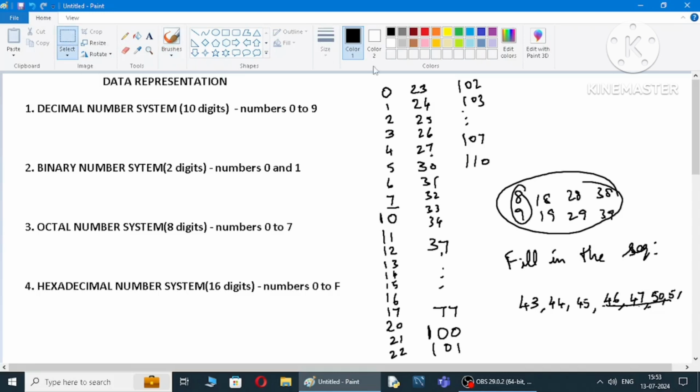Now, let us see how to write hexadecimal numbers. In the same way, when you write an octal number, say 237, it should be written to the base 8. 8 is the radix for the octal number system.